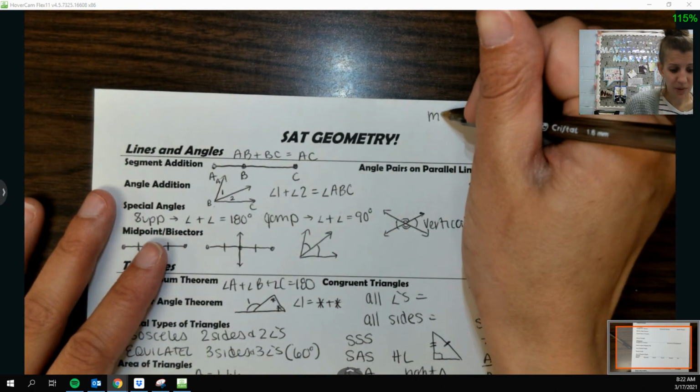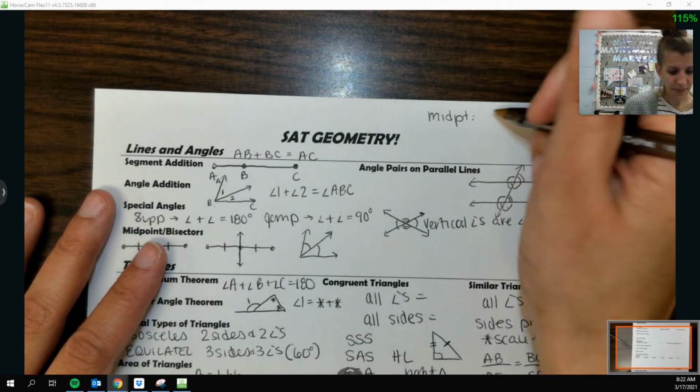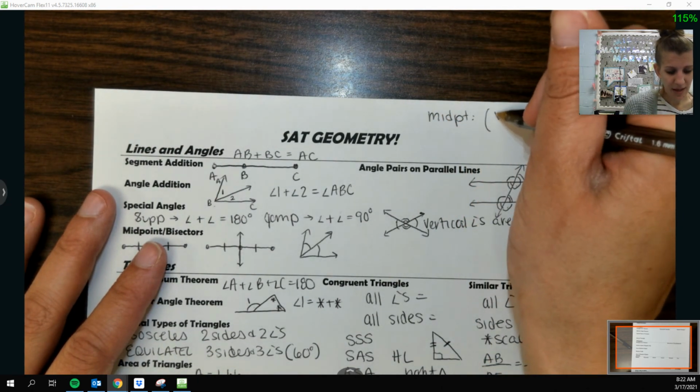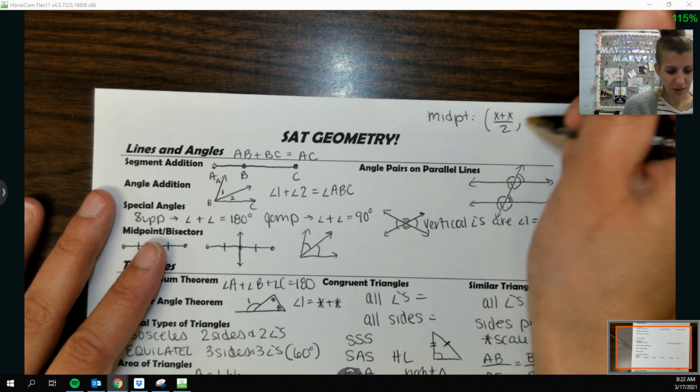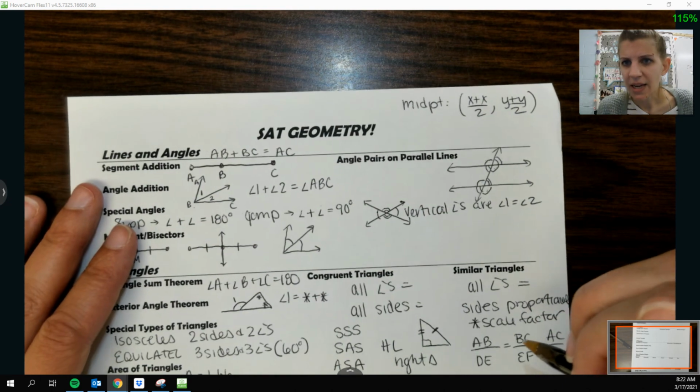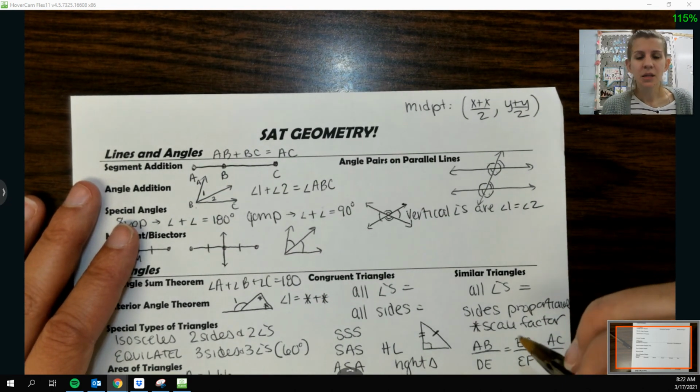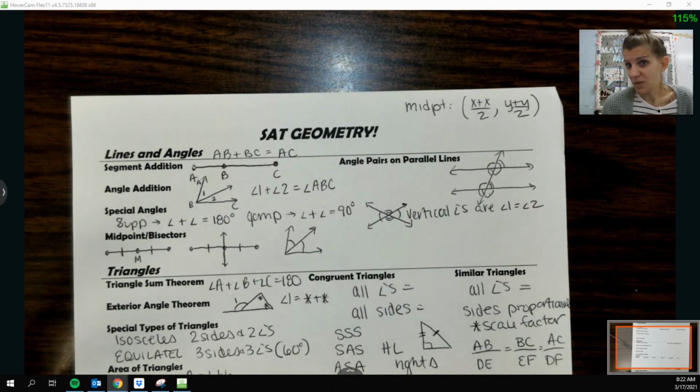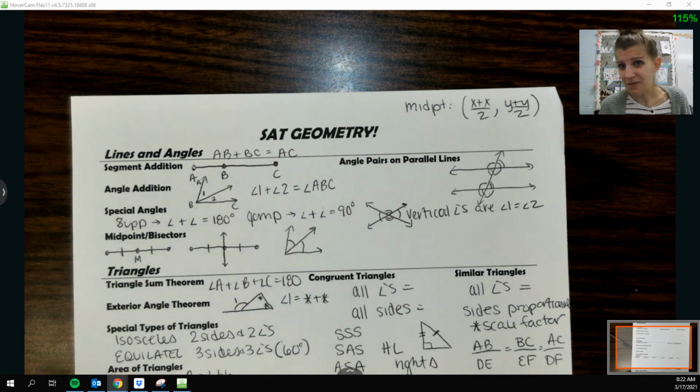There's a midpoint formula. It's (x plus x)/2, (y plus y)/2. You're literally just finding the average of 2 points. Add them up and divide by 2. That's what a midpoint is. It's the middle. It's an average.